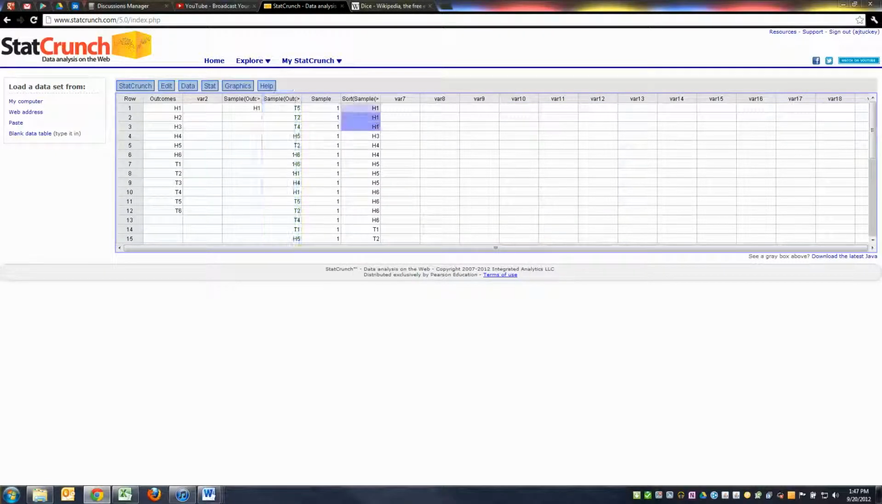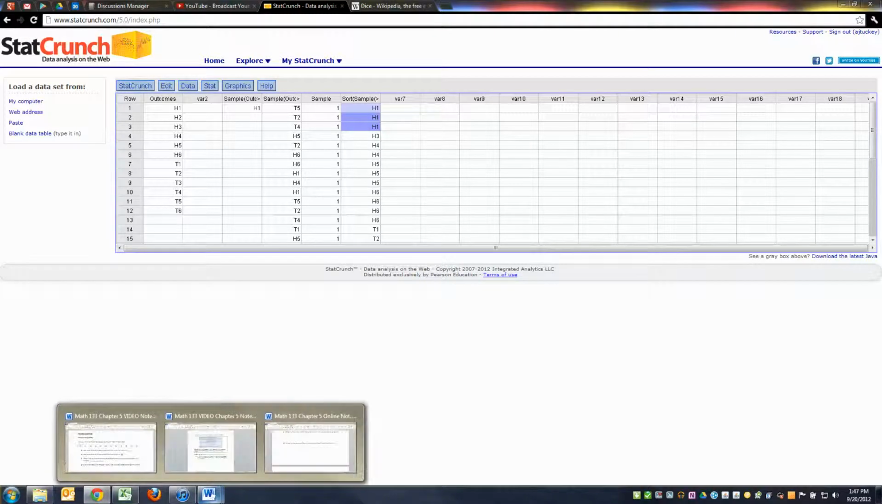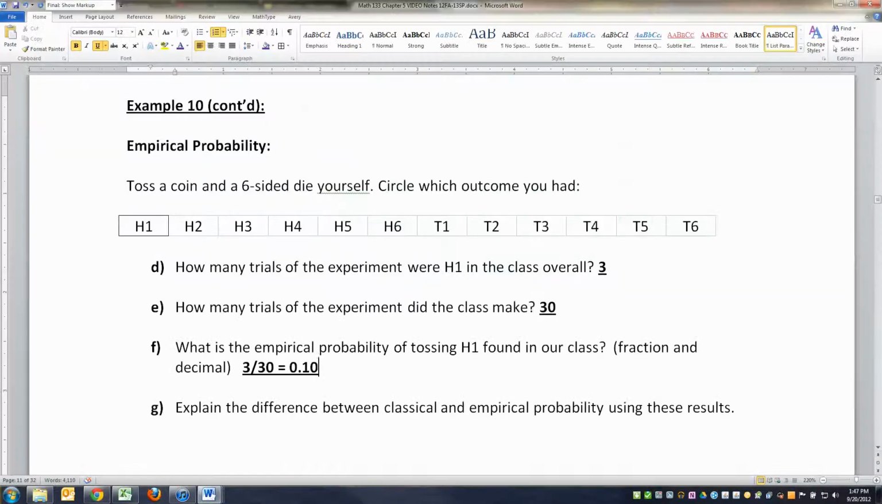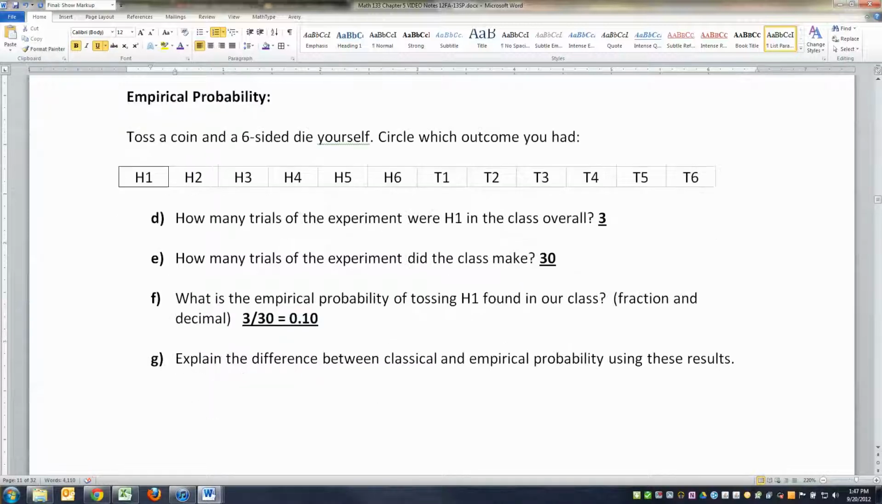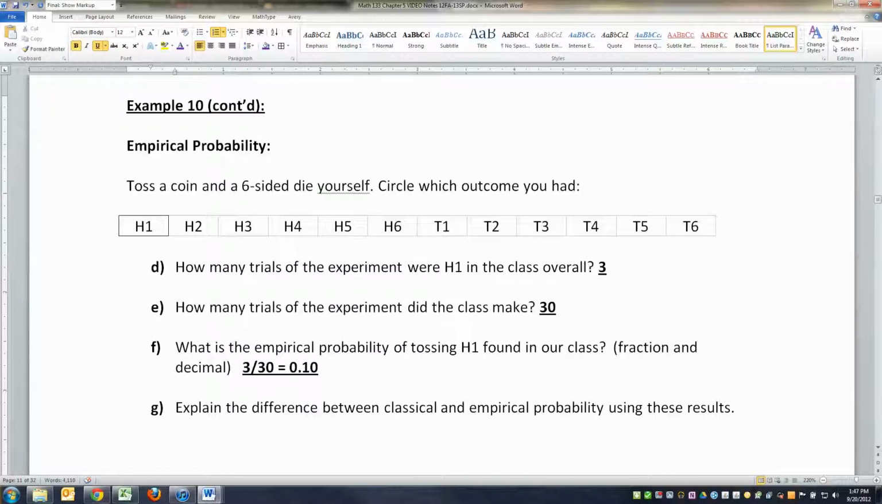I can see that I had 3. Now you might have a different number than me, but I've got 3 of them. So for me, it was 3 out of 30, which gives me an empirical probability of 3 out of 30, or 0.10. All right, let's pause right there, and we'll be back to keep working on this problem and our Excel spreadsheet for it.